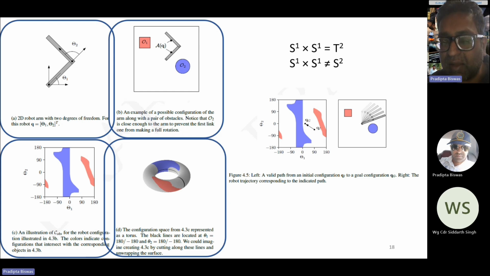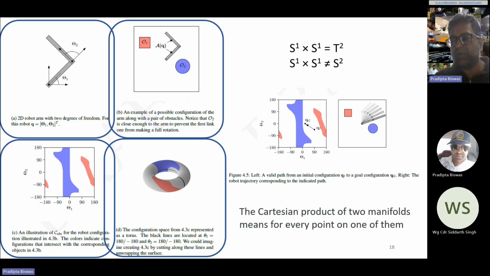Now I ask this question about the Cartesian product of two shapes or two sets. The S is this circle, and the Cartesian product of two circles will be a torus, not a sphere, as it looks from our previous knowledge of algebraic multiplication. The reason is that the Cartesian product of two manifolds means for every point on one of them, we put the other circle. So here, this line is theta 1 equal 180 degrees, and I have put another theta on every point of this circle. That's how I get another circle.